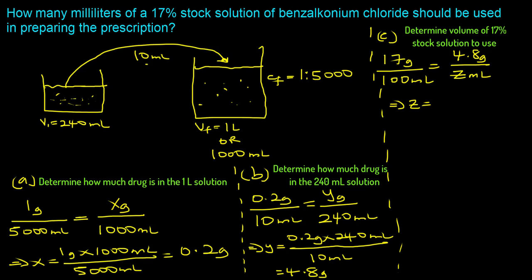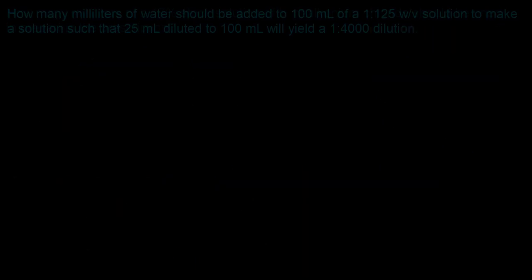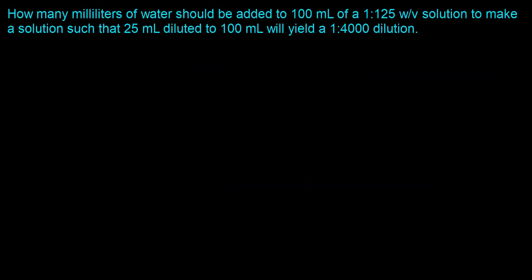going to be equal to 4.8 grams times 100 milliliters divided by 17 grams, and that is equal to 28.24 milliliters. Let's take a look at another question.